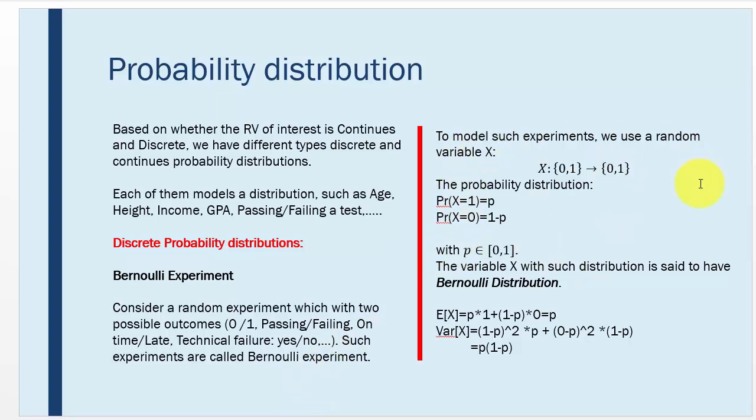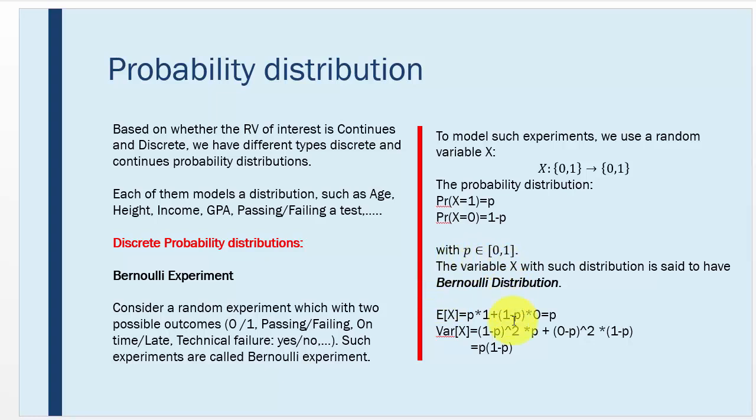To model such experiments, we use a random variable which is defined from {0, 1} to {0, 1} with the following probability distribution. Probability that x is 1 is p, and probability that x is 0 is obviously 1 minus p. Remember that p is a number in the closed interval [0, 1]. Most of the time, p is also referred to as the success probability, while 1 minus p, which most of the time people call q, is the probability of failure. The variable x with such a probability distribution is said to have Bernoulli distribution.